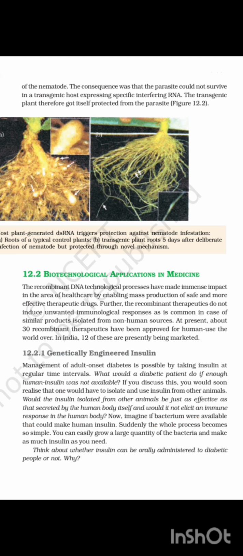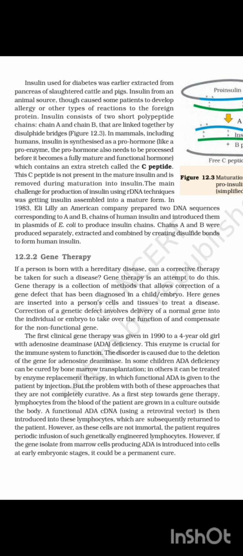Now imagine if a bacterium were available that could make human insulin. Suddenly the whole process becomes so simple. You can easily grow a large quantity of the bacteria and make as much insulin as you need. Think about whether insulin can be orally administered to diabetic people or not. Why? Insulin used for diabetes was earlier extracted from the pancreas of slaughtered cattle and pigs. Insulin from an animal source caused some patients to develop an allergy or some other type of reaction to the foreign protein. Insulin consists of two short polypeptide chains, chain A and chain B, that are linked together by disulfide bridges.